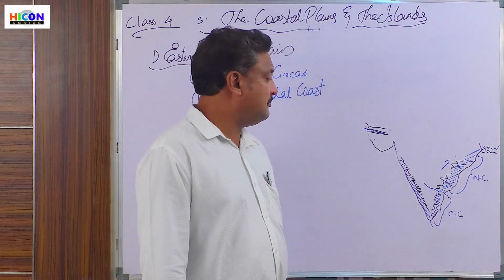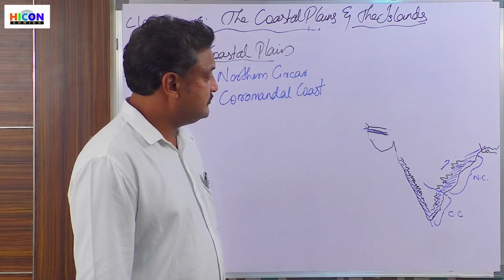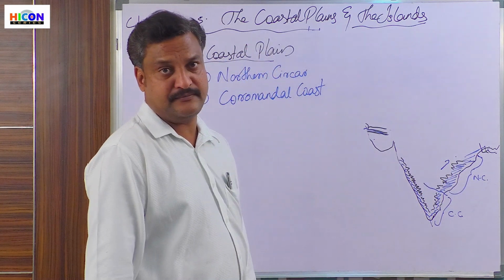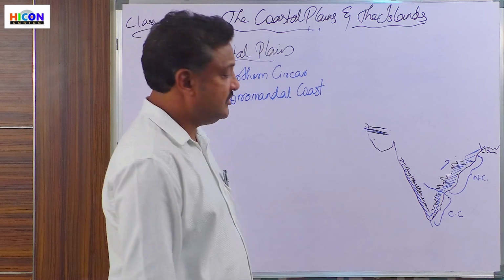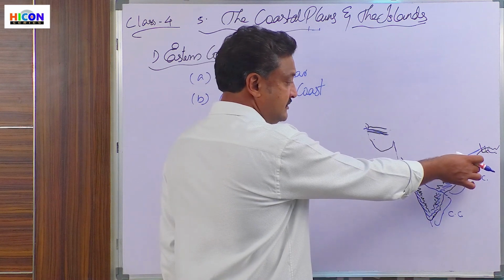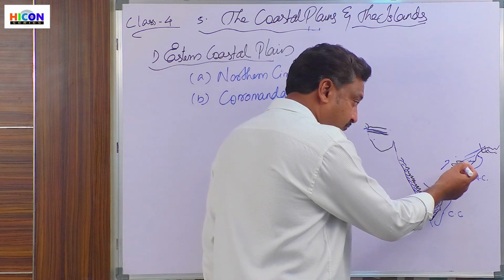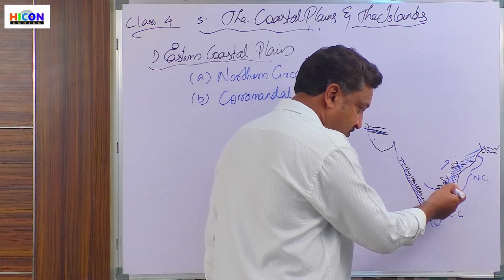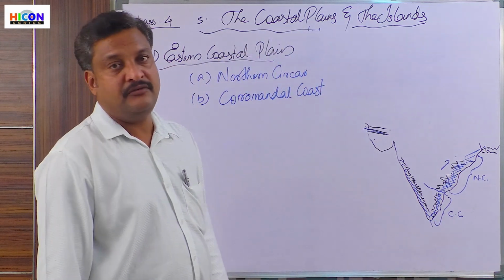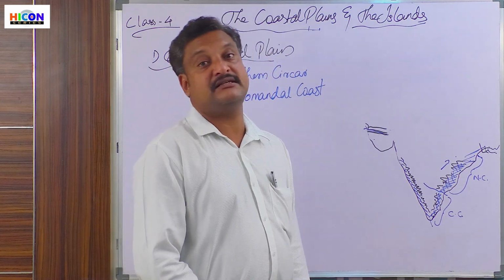So when we say more about this eastern coastal plain, this is wider than the western coastal plain, right? The western coastal plains are comparatively narrower, whereas this is a wider one. And this region is more fertile than the western coast also. Okay. We have alluvial soil available in plenty on the eastern coastline.